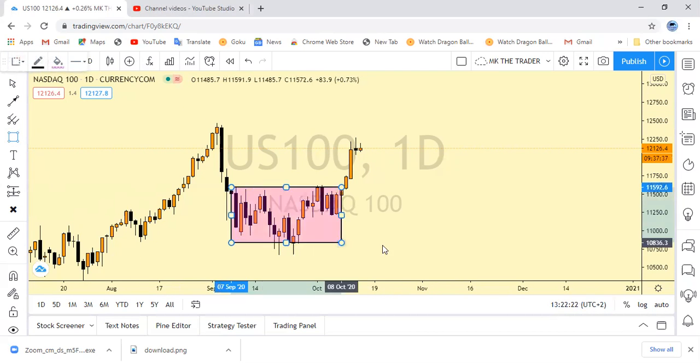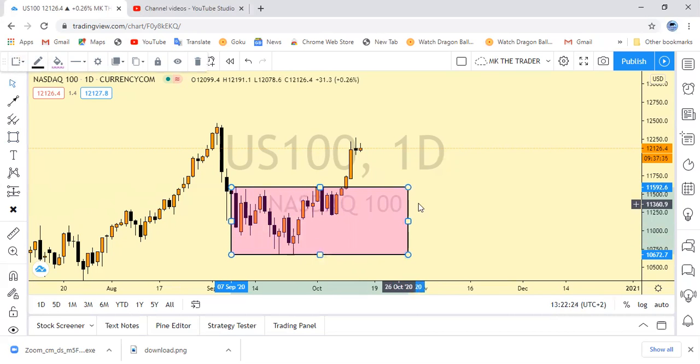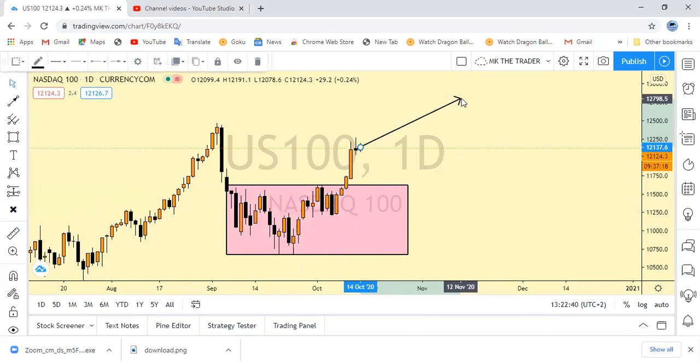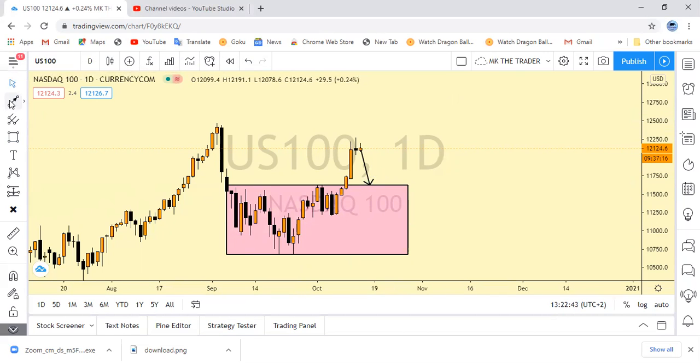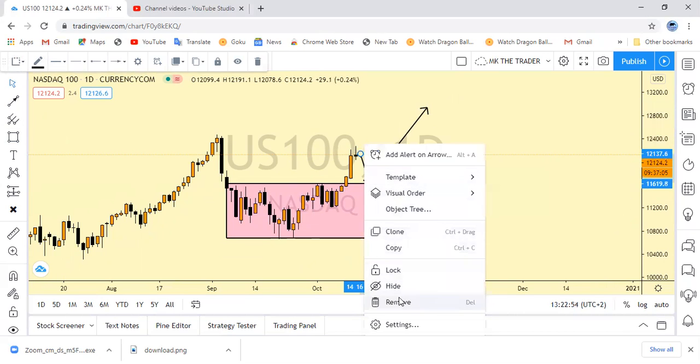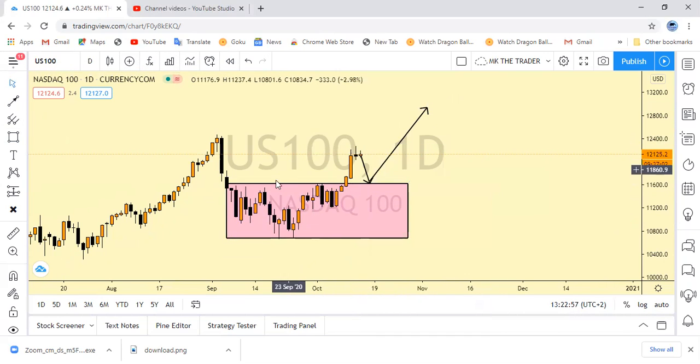Okay, let's start here. We had ourselves a range. This range was broken to the upside. So we are likely going to see Nasdaq come down to test this level and continue to the upside. This is also going to depend on how the stocks are doing. If stocks keep on being strong, we might not see anything like this. We might see continuations whereby the market is continuing.